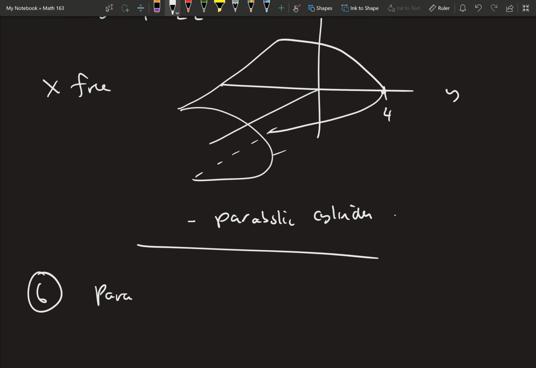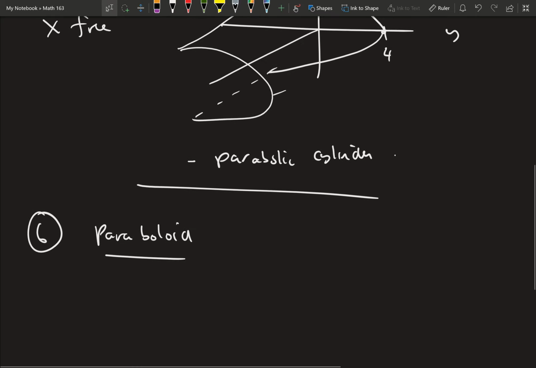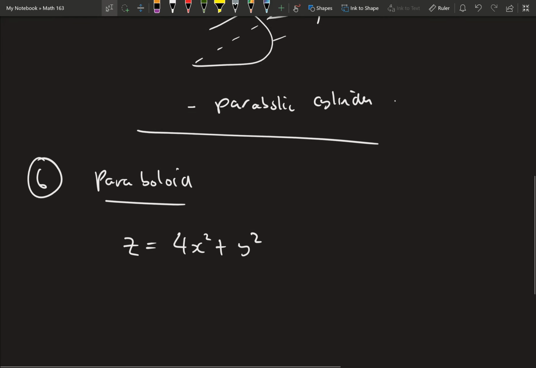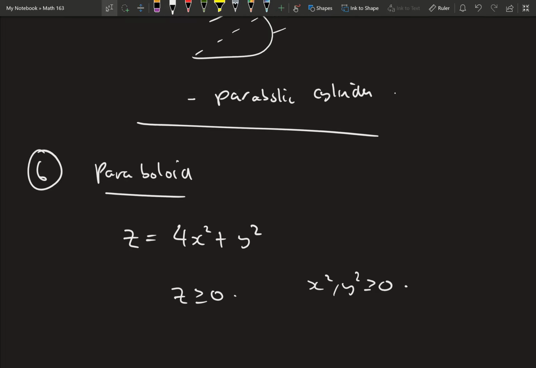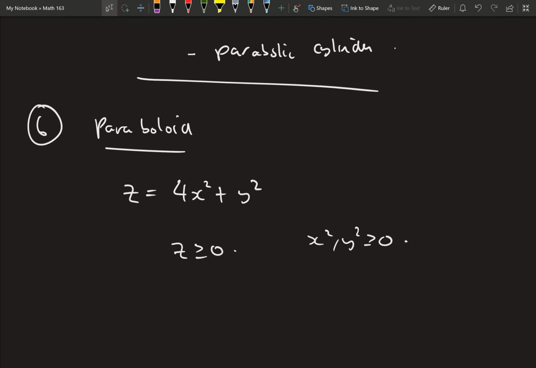What we're going to do is talk about the next category of graphs, which is the paraboloid. An example of that would be something like this, where z is now in a single power, and you have something in x squared plus something in y squared. And notice here that z must be at least 0 because x squared and y squared are always positive. So we can't plug in any z values less than 0.